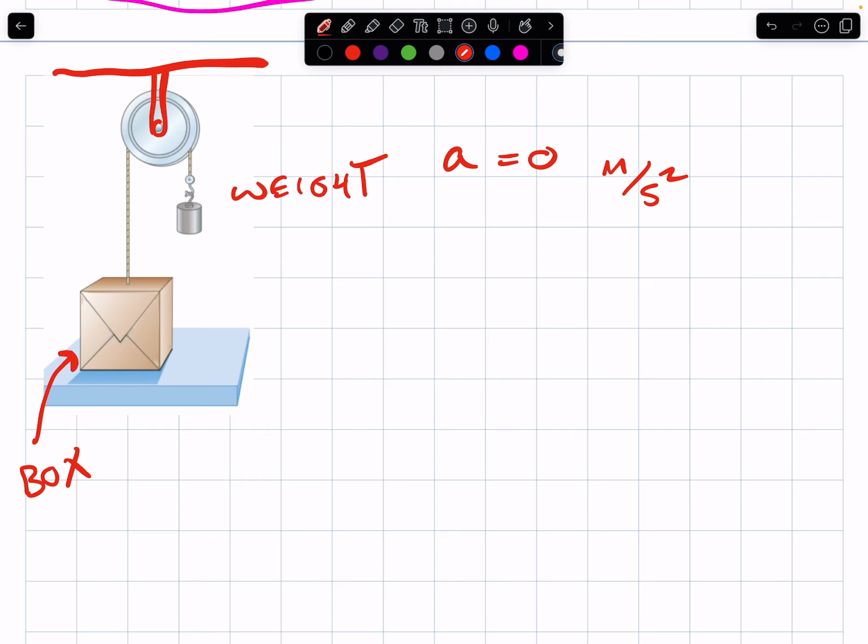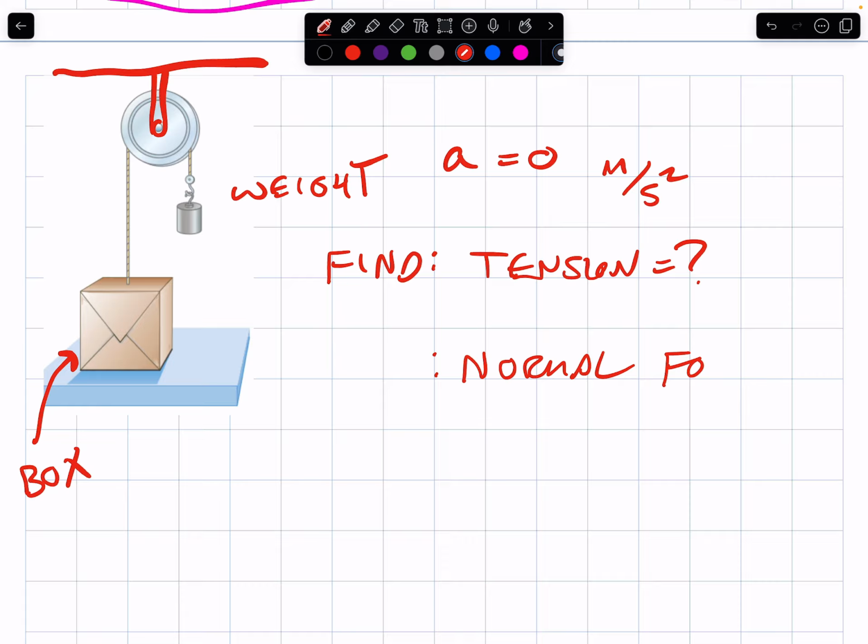And we want to find 2 things. We want to find the tension in the rope, and we also want to find the normal force acting on the box. If you want to know more about the normal force and tension and example problems, you should read your physics book. This is chapter 4 in your physics book. All right, just saying.